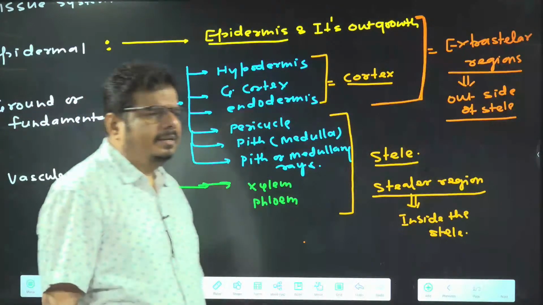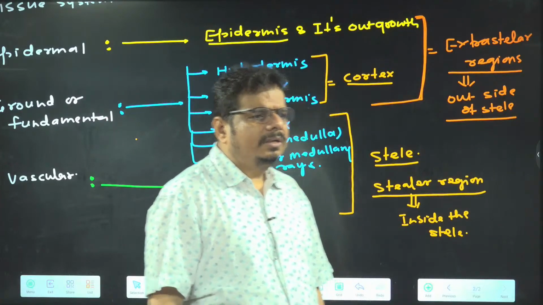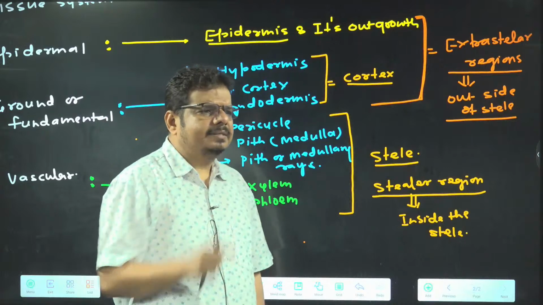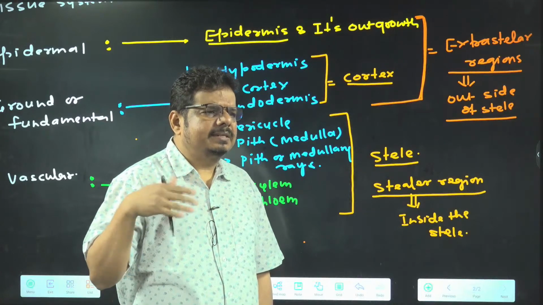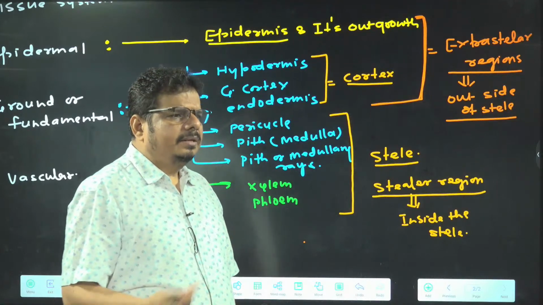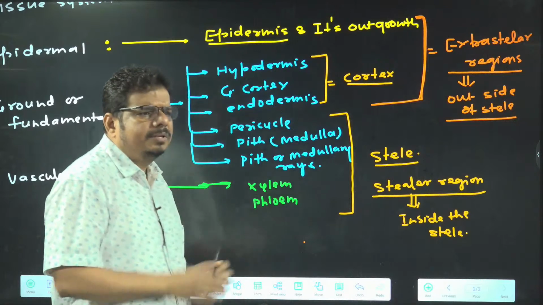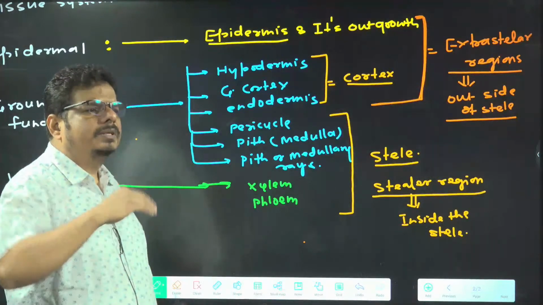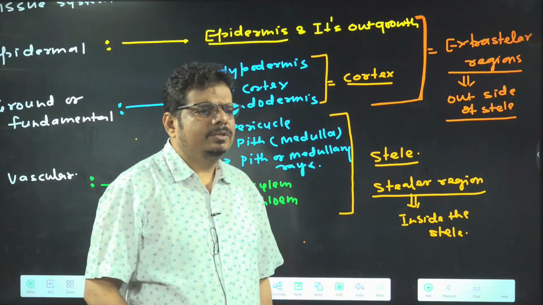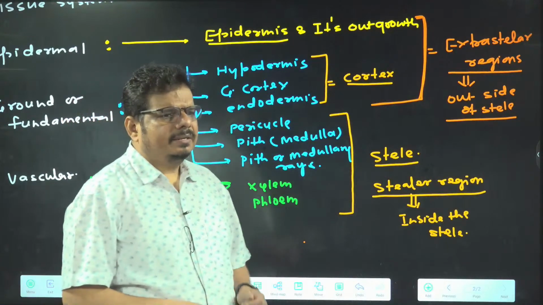What is the extrastelar region? Any doubt? No? So those present inside the stele are present in the stelar region. Who is present outside the stele? Epidermis is the outer side, and the xylem and phloem side is the inner side. So whatever is present outside of the stele is called the extrastelar region. Is it all right? Can we move ahead?